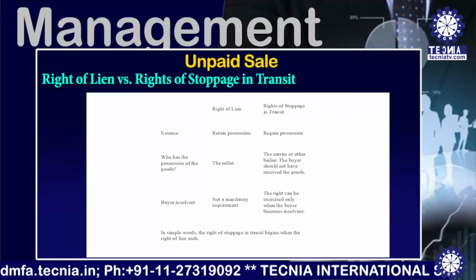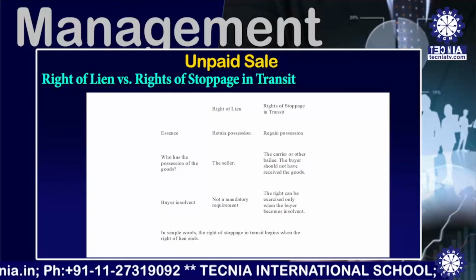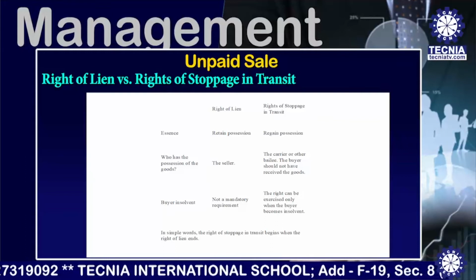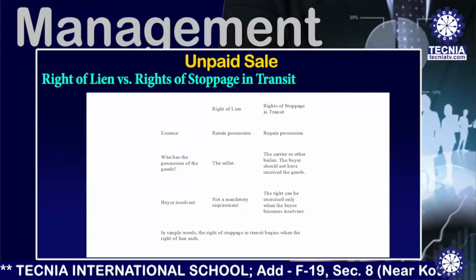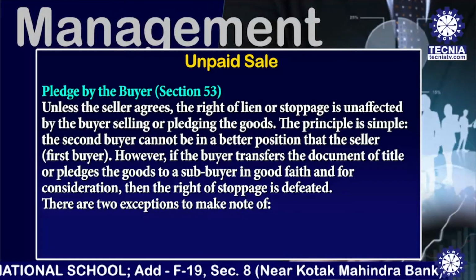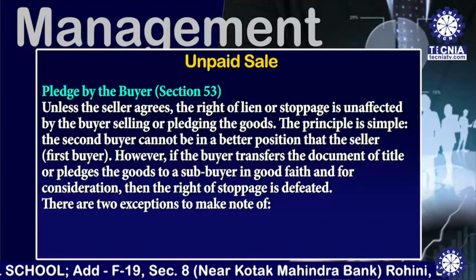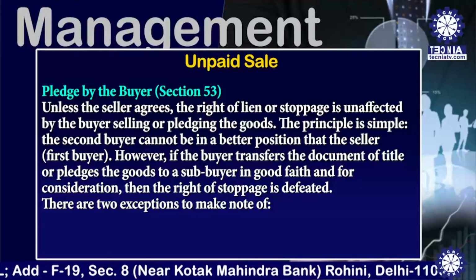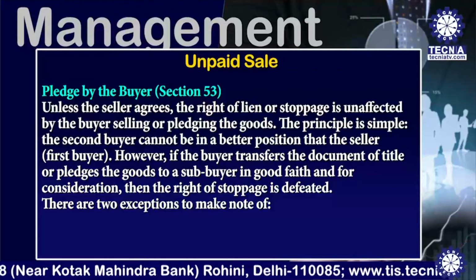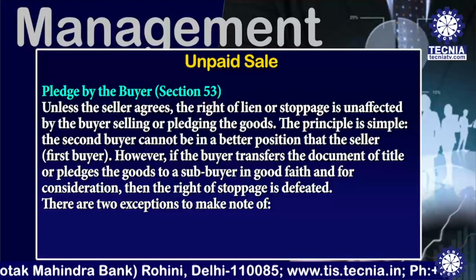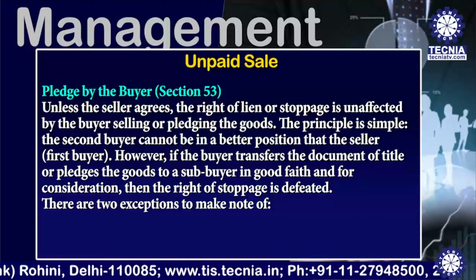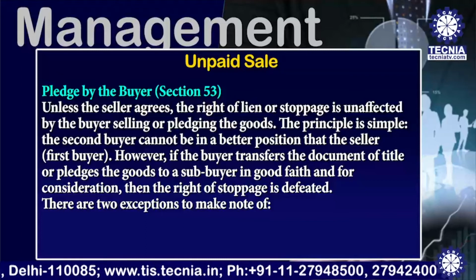Next, the right can be exercised only when the buyer becomes insolvent. In simple words, we can say that the right of stoppage in transit begins when the right of lien ends. Next, the pledge by the buyer, section 53. Unless the seller agreed, the right of lien or stoppage is unaffected by the buyer selling or pledging the goods. The principle is very simple: the second buyer cannot be in a better position than the seller, that is, the first buyer.